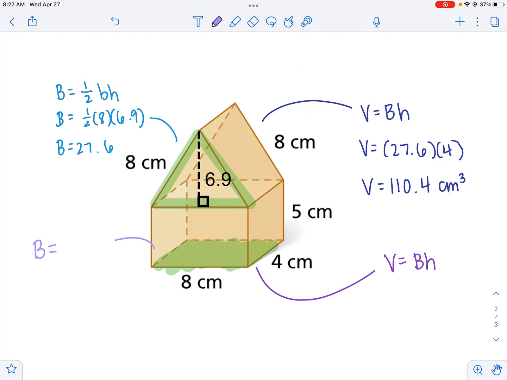So rectangular prism, if my base is a rectangle, ask yourself, how do you find the area of a rectangle? Well, that would just be length times width. So if I look at that shaded rectangle, if I look at this base, that would be 8 times 4.